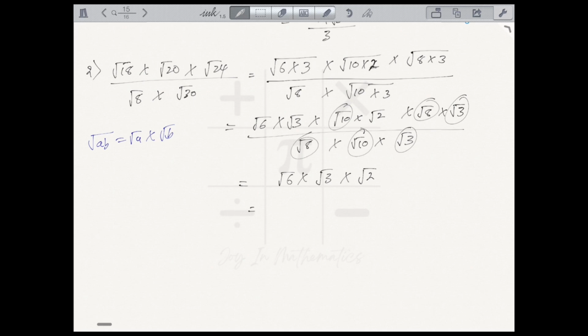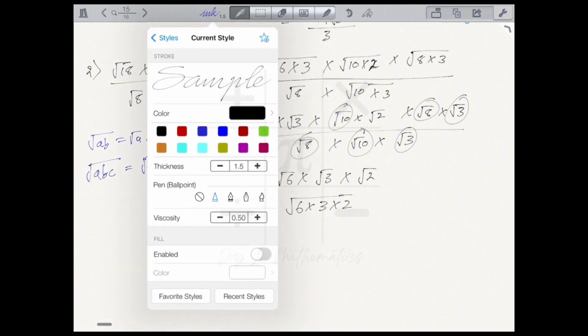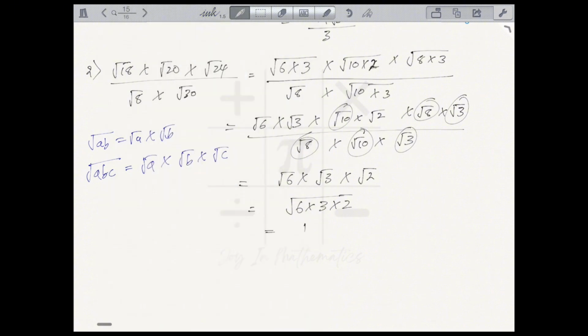Now we'll just combine them all together, and this will be root of 6 multiplied by 3 multiplied by 2, because the multiplication rule of surds can also be extended to 3 terms. So we have root ABC, and this will be root A multiplied by root B multiplied by root C, just like we have here. Therefore, this will give us root of 6 times 3 times 2, which is root 36, and the square root of 36 is 6.